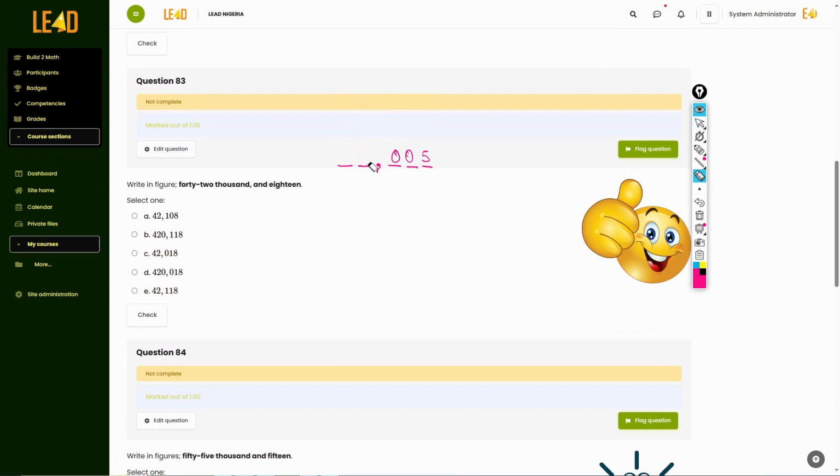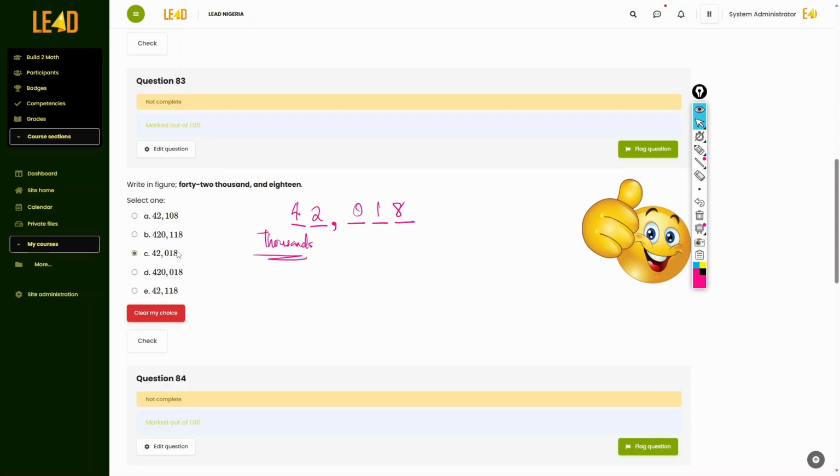42,018. Okay, so we have the 1,000 space, we have 42, and then we have 18. So this is 42,000. And we need to fit in 18 here, so 018. All right, so again, before the comma, we have to have our 1,000. So 42,018. That is C.